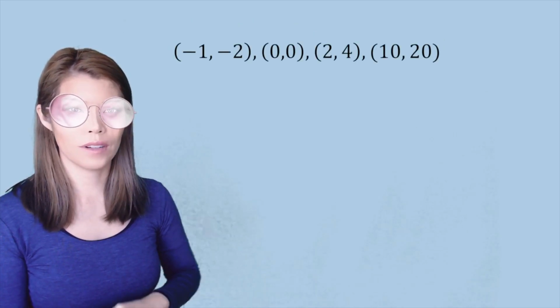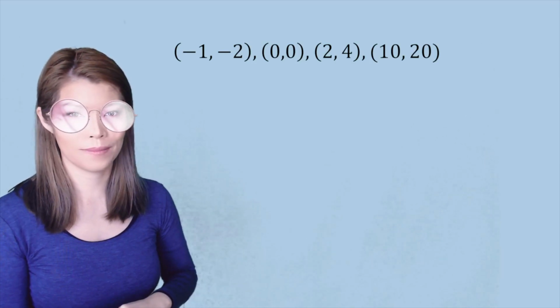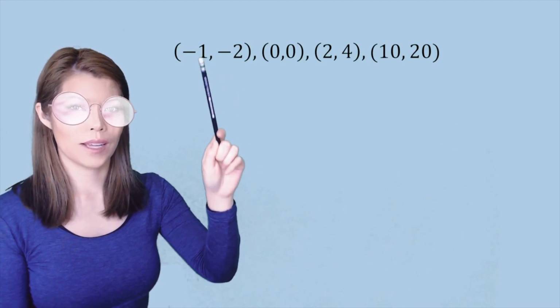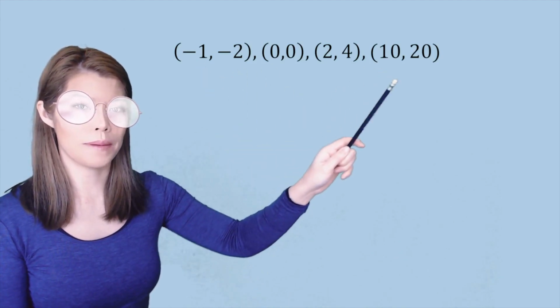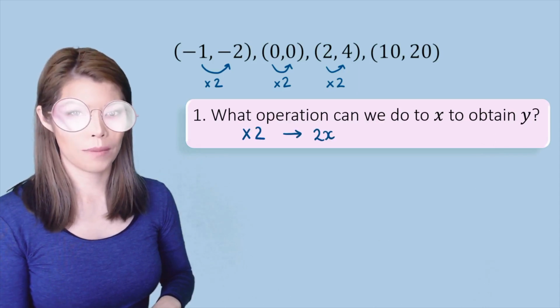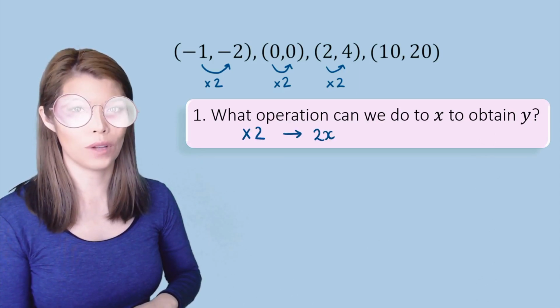Another example, have a go at that one and unpause when you're ready. So what do we do to x to get to y? We can see that we're just multiplying by 2. So our operation is multiply by 2, or in other words, we can write 2x.